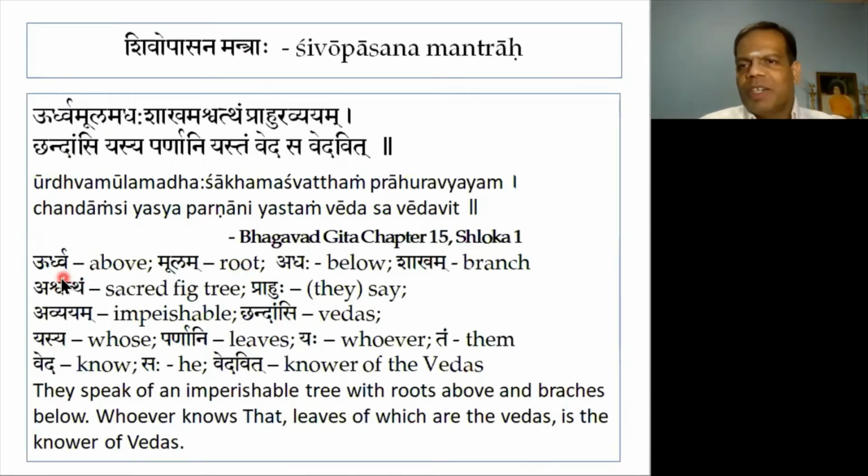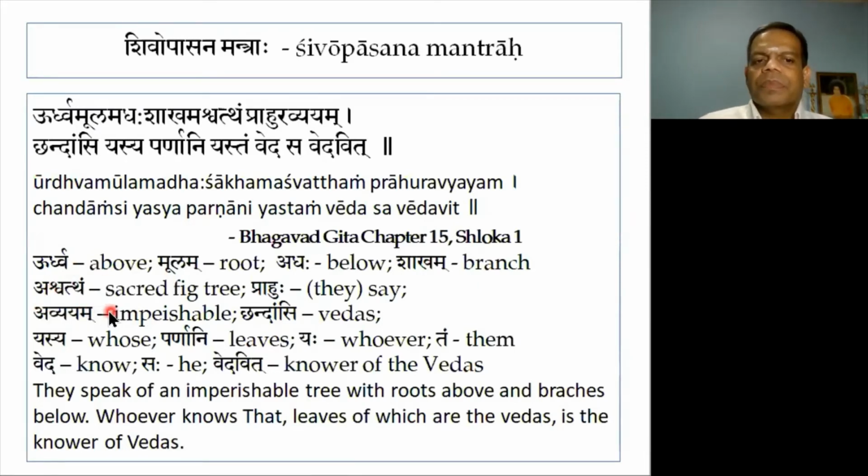We'll just go word by word. Urdhva means above. Moolam is root. Adah means below. Shakam is branch. Shaka means branch.